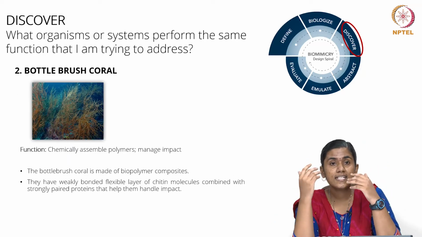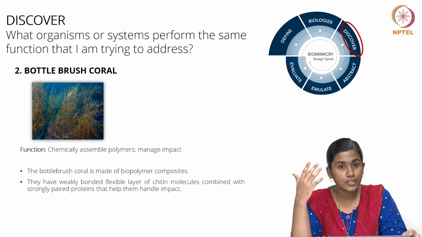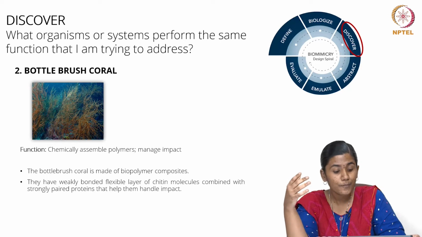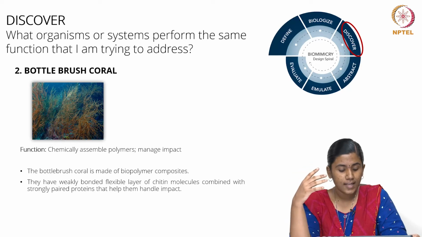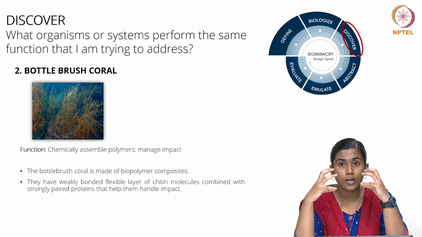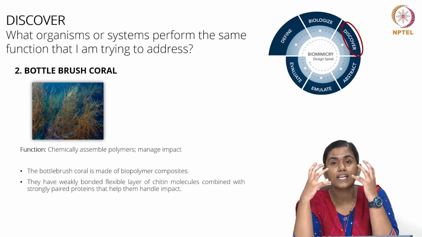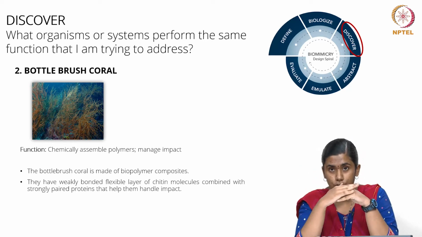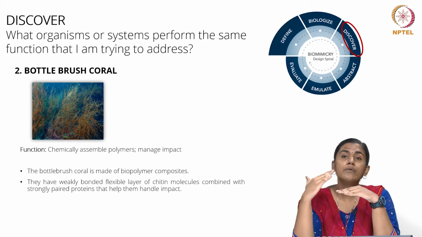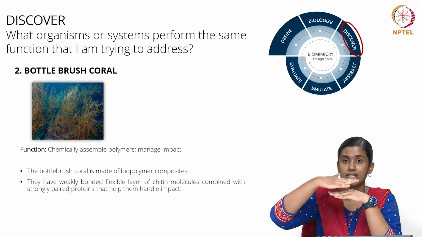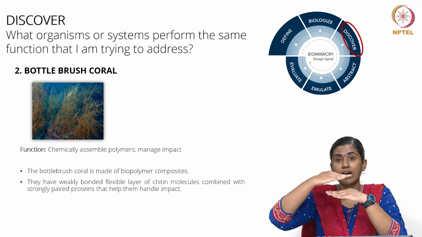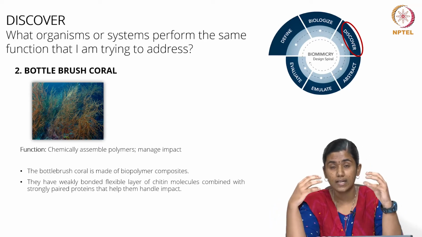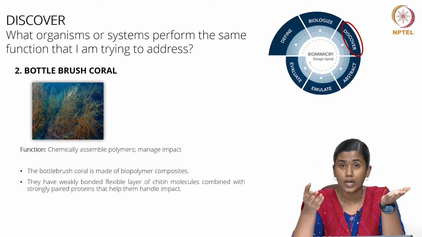The next interesting organism which I looked at was the bottle brush coral. The name sounds cool, right? And the organism is also cool. This coral is made up of biopolymer composites, and it has a very peculiar arrangement of these composites. It has weakly bonded flexible chitin molecules in one layer, combined with strongly paired proteins in the other layer. The flexible layer and the hard layer are arranged in an alternate manner, giving rise to a complex biocomposite material which makes up this coral as a whole.